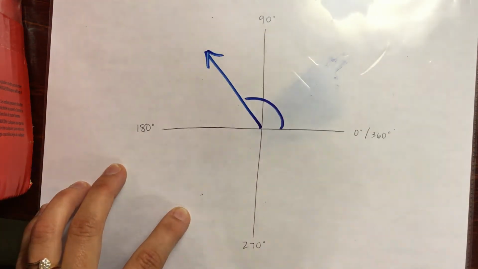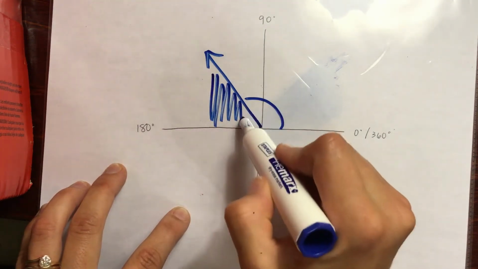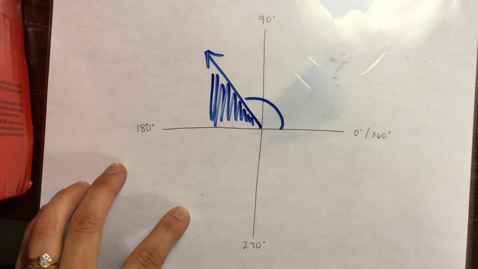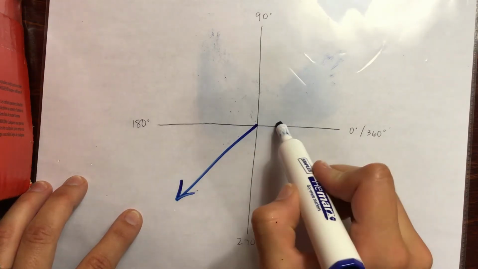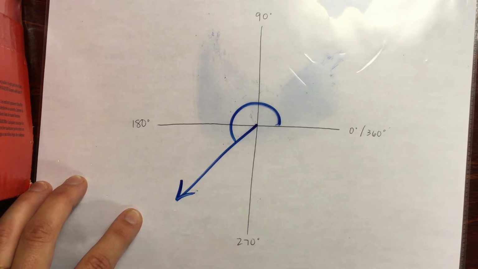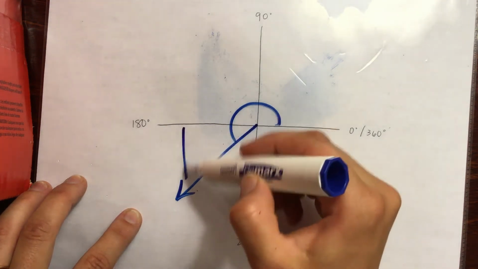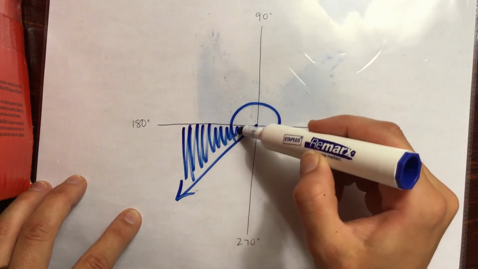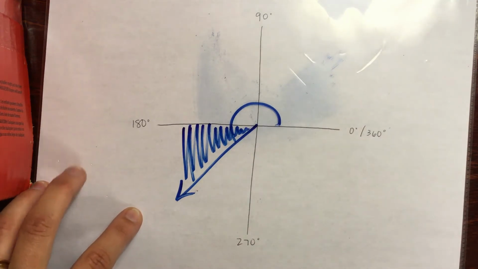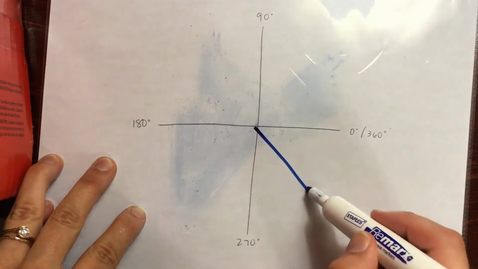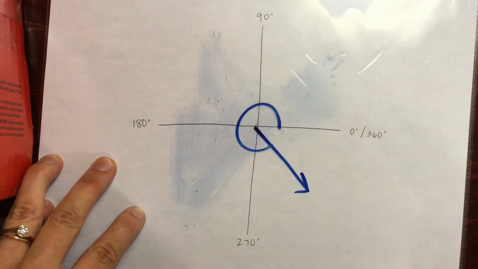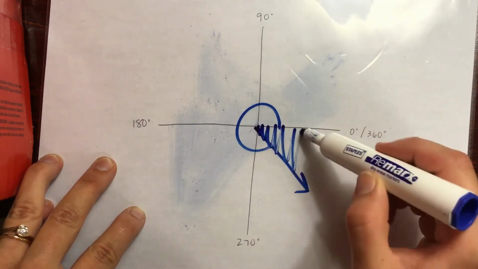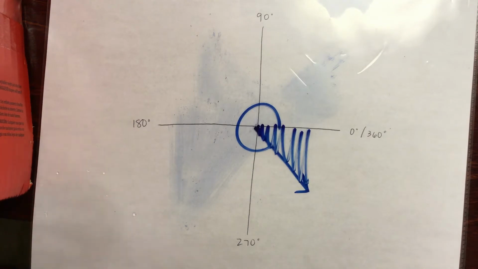If you're looking at some angle in the second quadrant, your reference angle is right here, between that angle and the x-axis. If you have an angle in the third quadrant, your reference angle is between the arrow and the x-axis, so this would be your reference angle. And if you have an angle in the fourth quadrant, your reference angle is between the arrow and the x-axis right here.